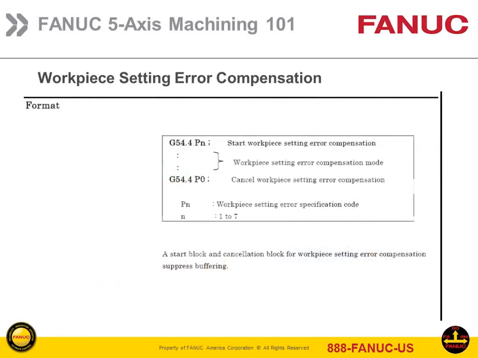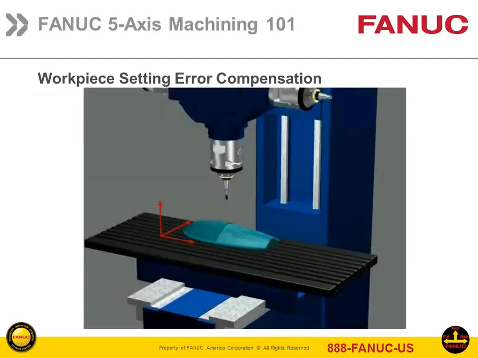Okay? And then, again, just to beat you over the head about the format for programming this, it's a G54.4 with a P word. Again, the P word is the offset number. You have P1 through 7. And again, like I reiterated before, the common can be used in conjunction with those. Okay, again, that shows the workpiece setting error compensation.